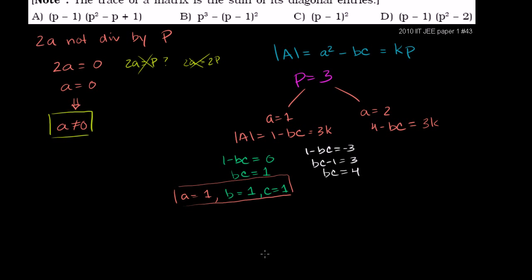Which is the same thing as BC is equal to 4. And we have to be careful here. You might be tempted to say B is equal to 1, C is equal to 4, or B is equal to 4, C is equal to 1. But they can't be equal to 4. 4 is bigger than our P. They can only be up to 2. So this constraint is only B is equal to 2, and C is equal to 2. And of course, A is equal to 1.